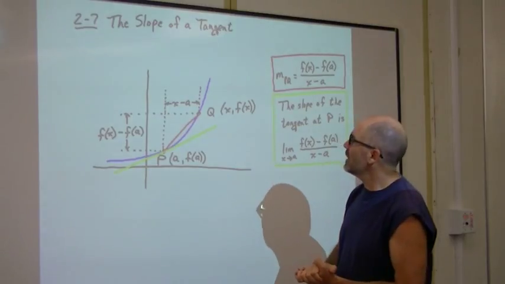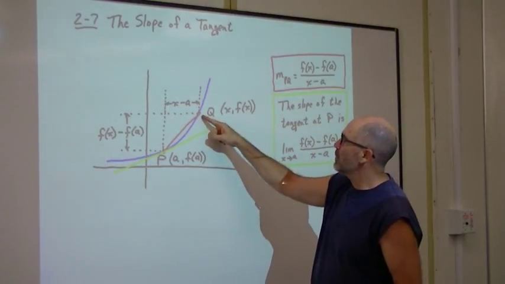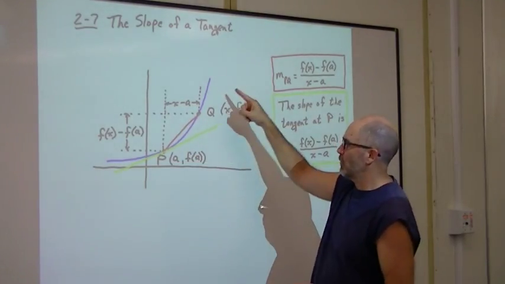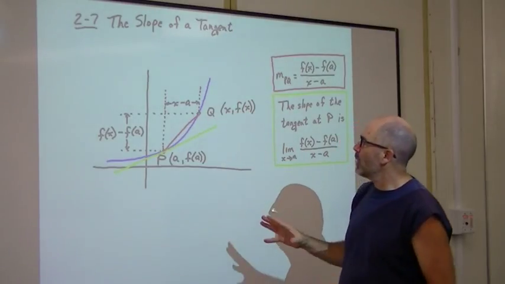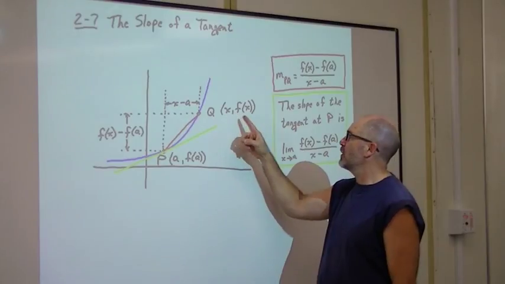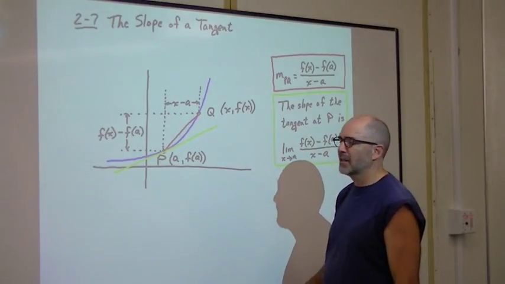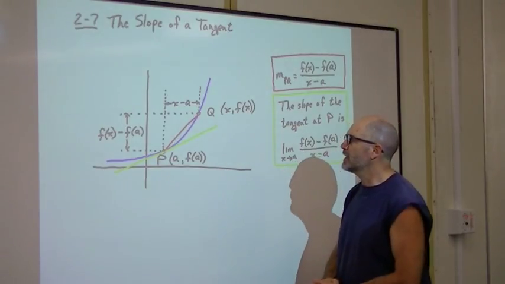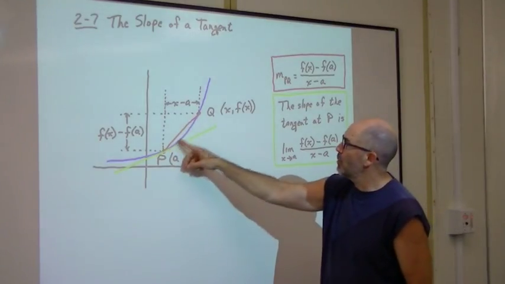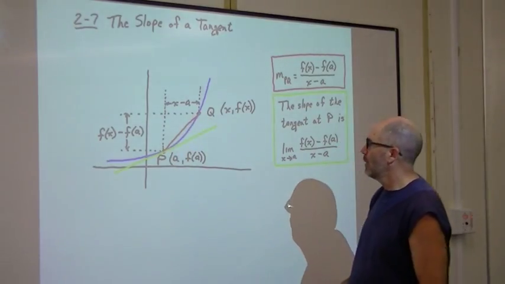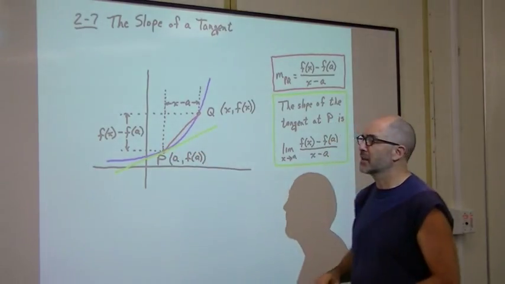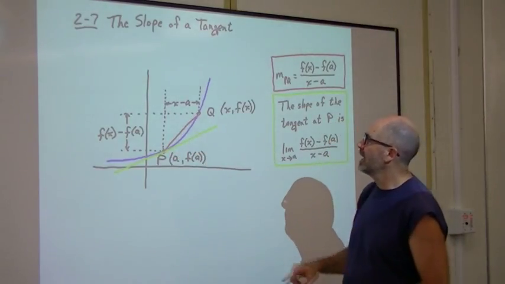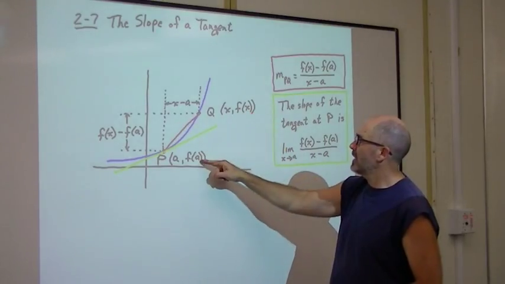So what we do is we pick some other point on this same curve, and we call it Q, and that point is going to be some x value and some f of x value. So what's the slope of PQ? Well, that's change in y divided by change in x. So the change in y is f of x minus f of a.